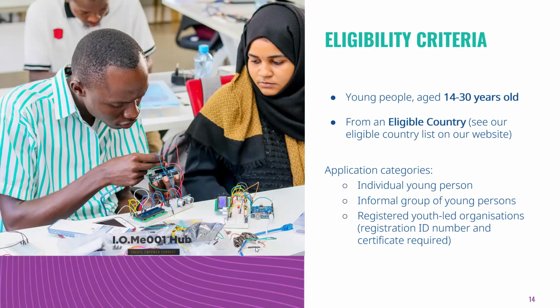So if you're an individual or an informal group, the project leader or the project applicant needs to apply with the same name as stated in your official ID documentation. And if you're registering as a youth-led organization, your organization name needs to be the same as what is registered. Okay? Now, let's make sure we cover all the bases before diving into the application details.